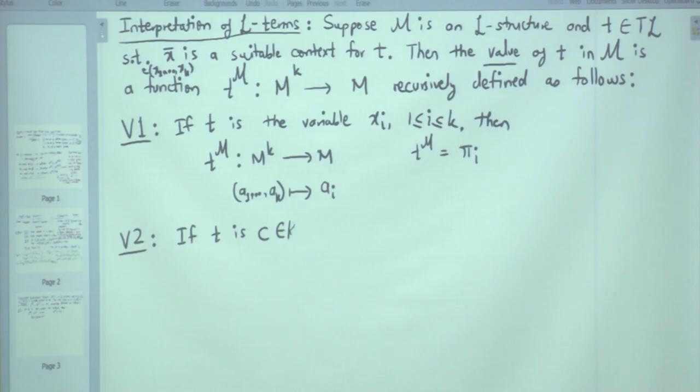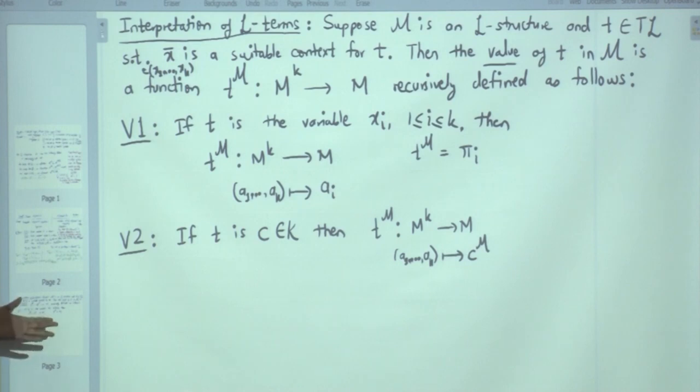If T is c belonging to K, then Tm from M to the power k to M is what? It takes a1, a2, ak, some k tuple, and what should it map it to? Not c. c is a symbol. Cm. Cm is an element in our structure. So we simply map it to its interpretation. So it is a constant function with value Cm. So Tm is the constant function with value Cm.